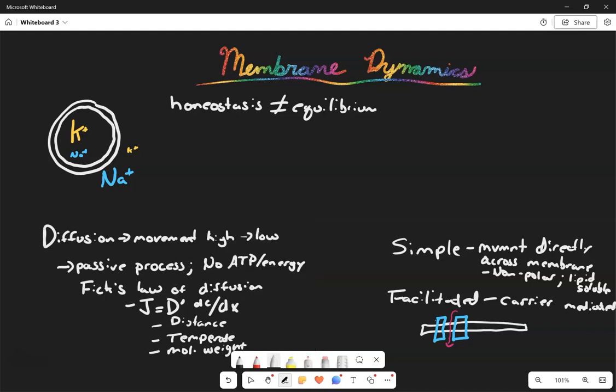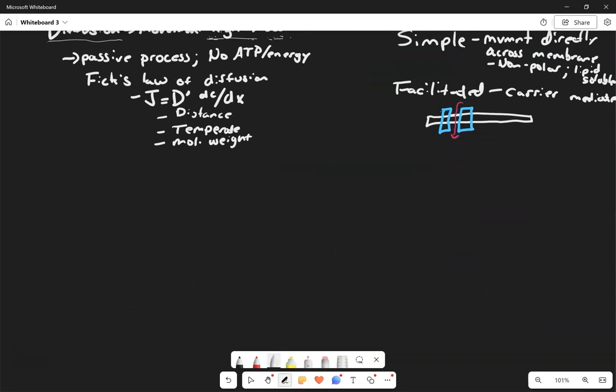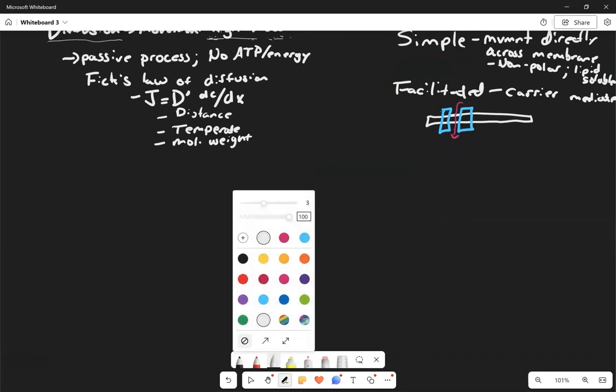Now, even with our simple and facilitated, whether it's directly across the membrane or uses some sort of channel or carrier, we are still talking about diffusion. That's movement from an area of high to low energy, right? High to low energy. Okay, but what if we need to move things against that energy gradient? What do we need to move things from low energy to high energy? Well, if we're going to do that, that is going to require some form of ATP, right?